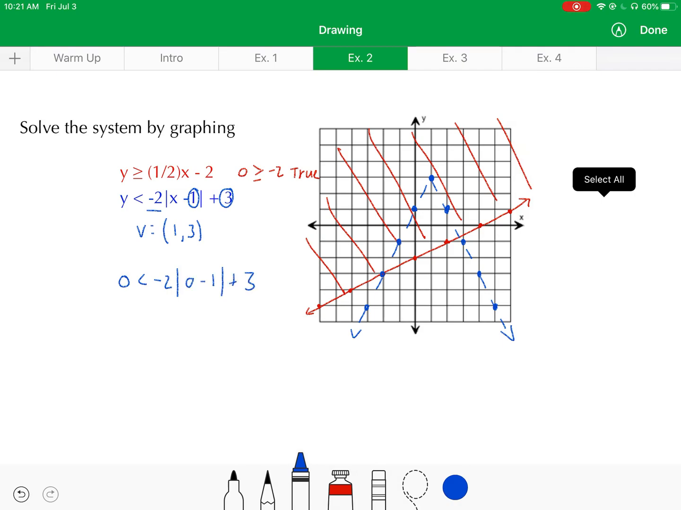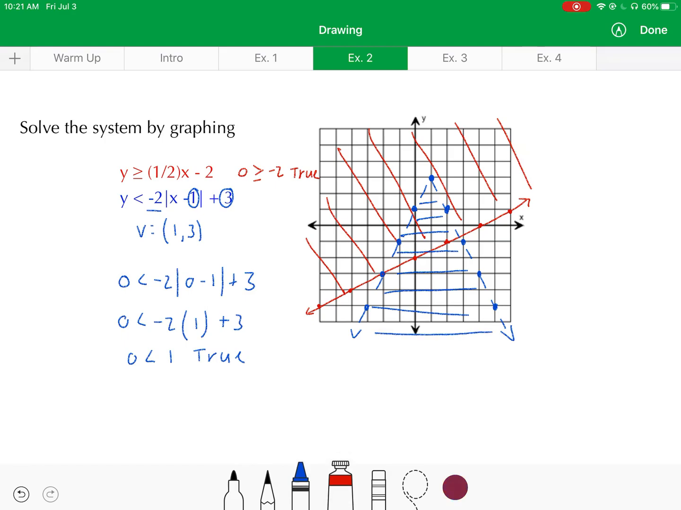So if I plug 0 in for x and for y, that's going to lead me to 0 minus 1 is -1, but then you have to take the absolute value of that to give you +1. And you're going to end up with 0 is less than 1, which is true, right? So that means for the V, we're shading on the inside portion of it.